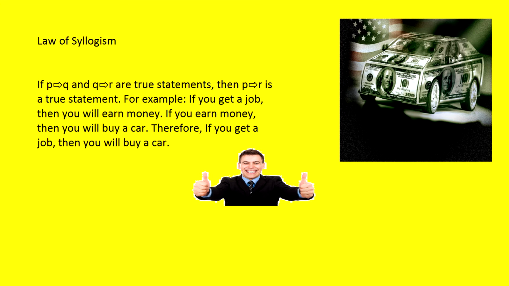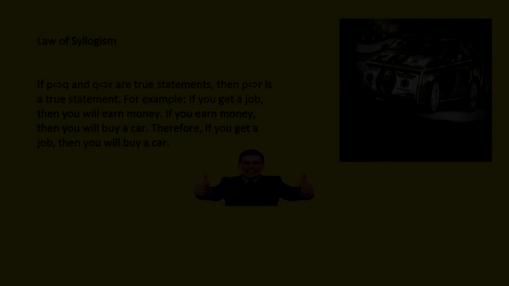The law of syllogism is much like the transitive property of congruence. It states, if P then Q and Q then R are true statements, then P then R is a true statement. For example, if you get a job, then you will earn money. If you earn money, then you will buy a car. Therefore, if you get a job, then you will buy a car. These laws both make up deductive reasoning.